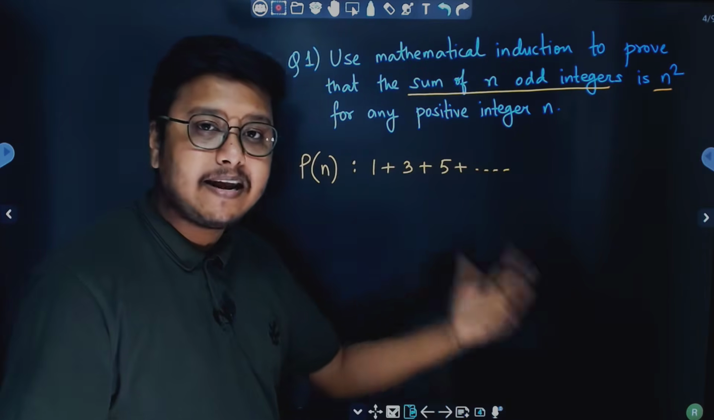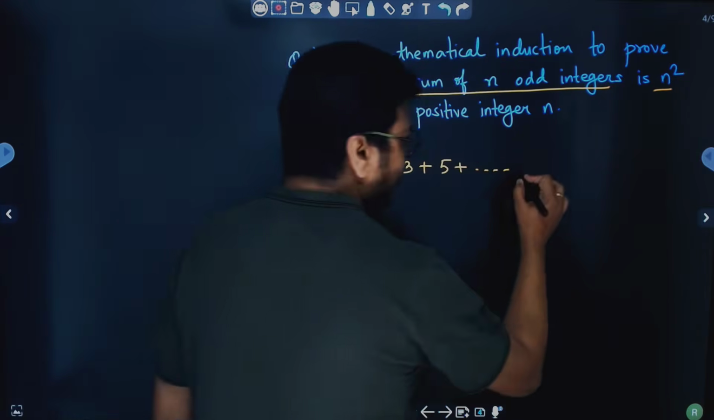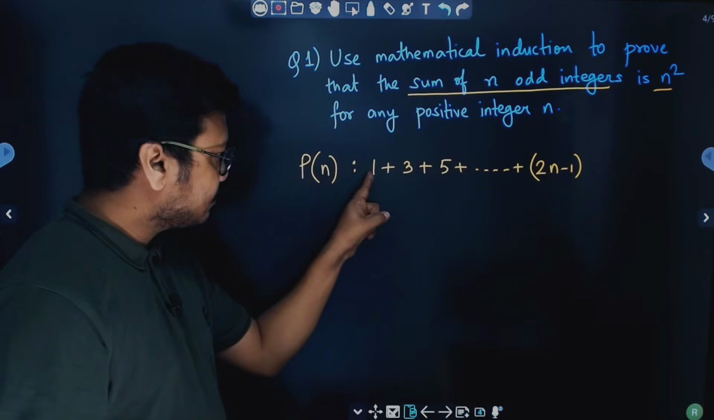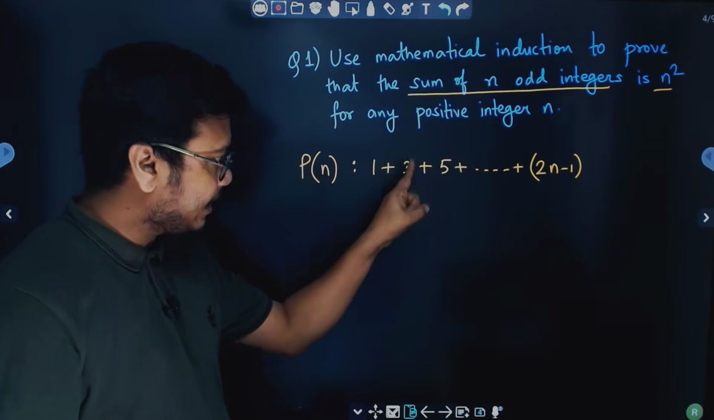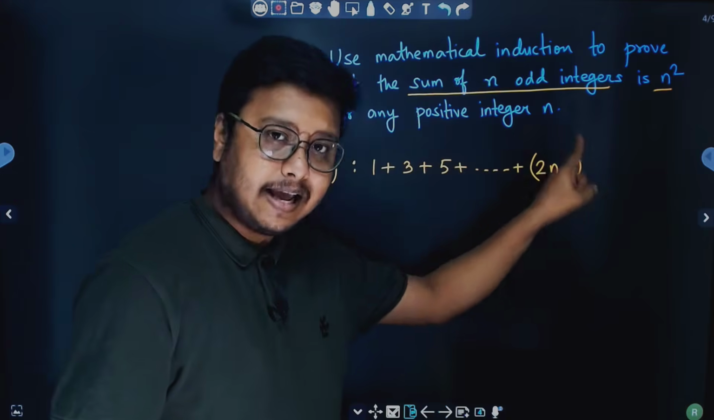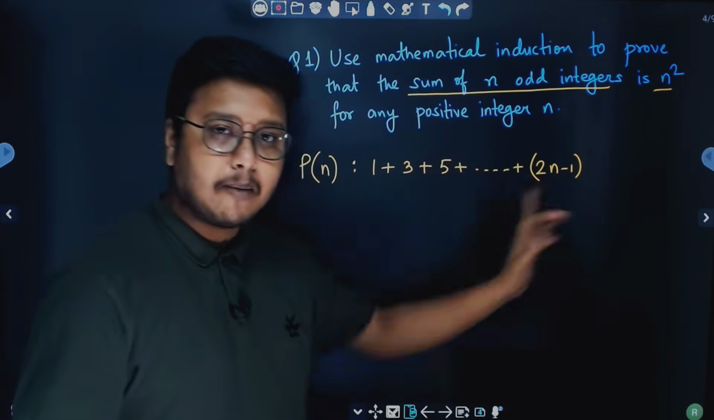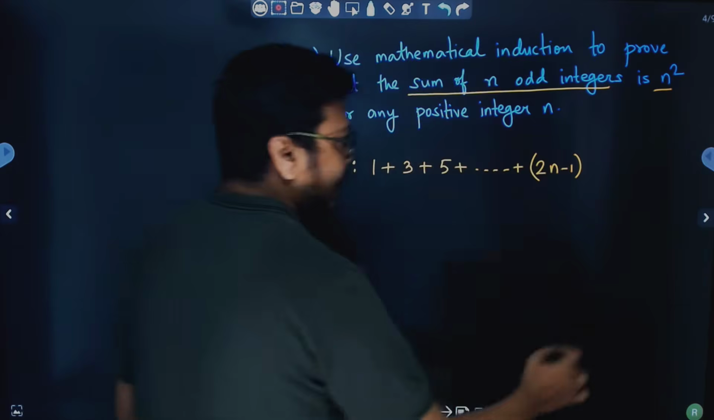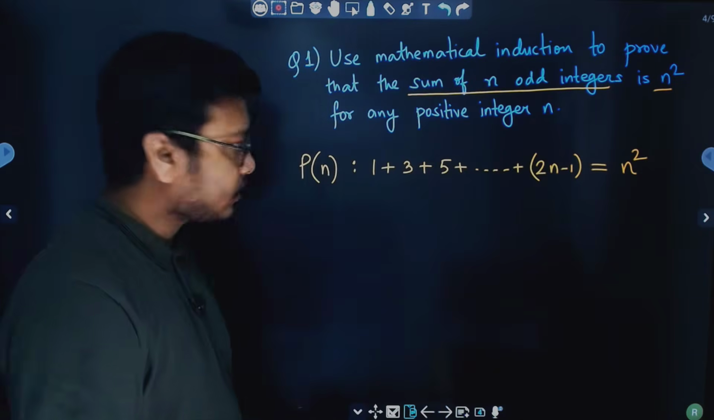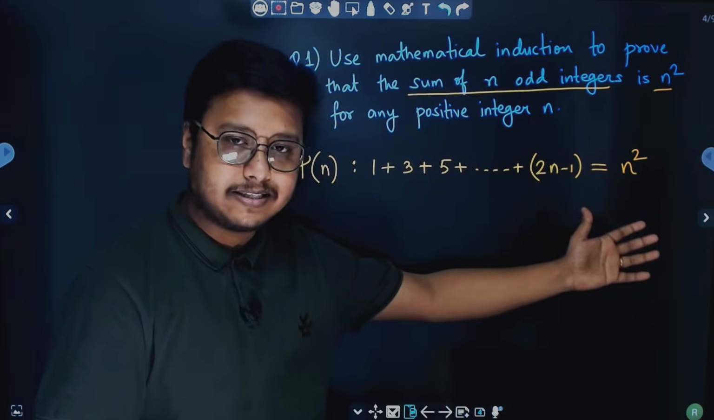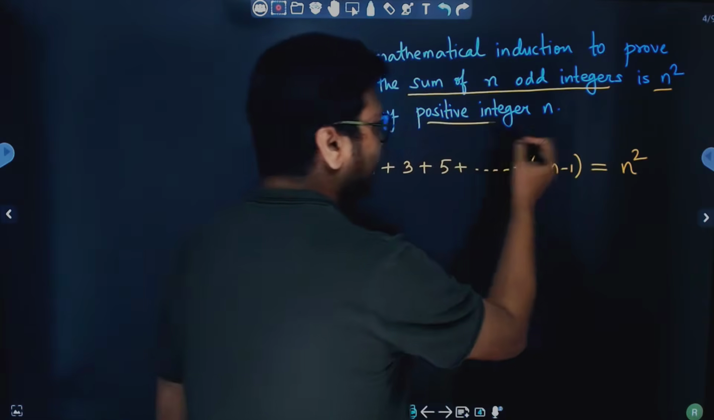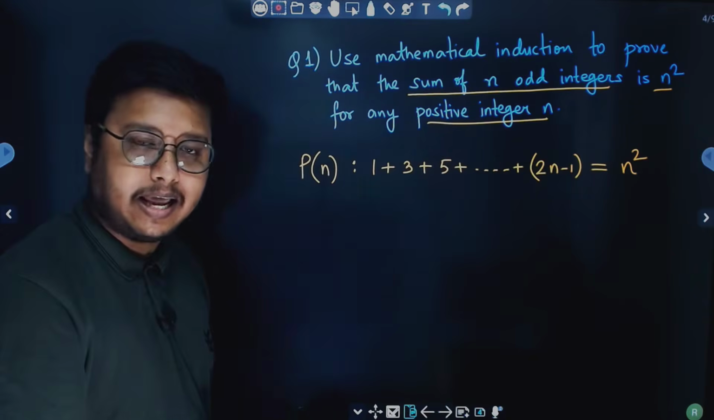I have to take n number of odd integers, so that means I'll be reaching 2n minus 1. If I count, this is my first odd integer, second odd integer, third odd integer, and if it goes on, this is my nth odd integer. So I've taken the sum of n odd integers, and I have to prove that this sum is n squared. This is our mathematical statement, and I have to prove this for every positive integer n, that means for every natural number n.